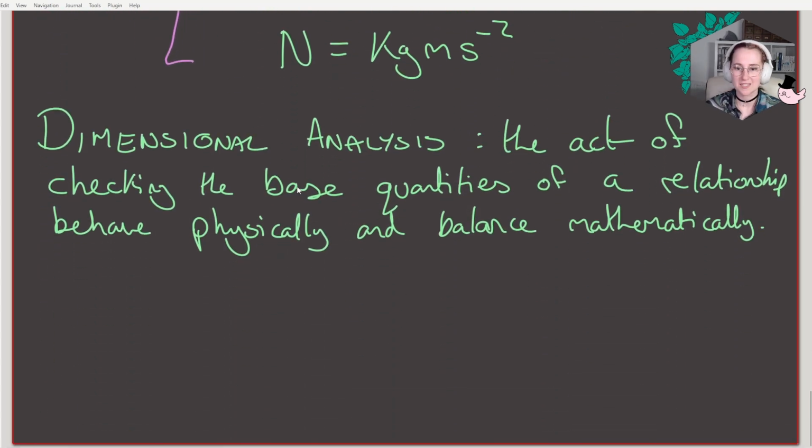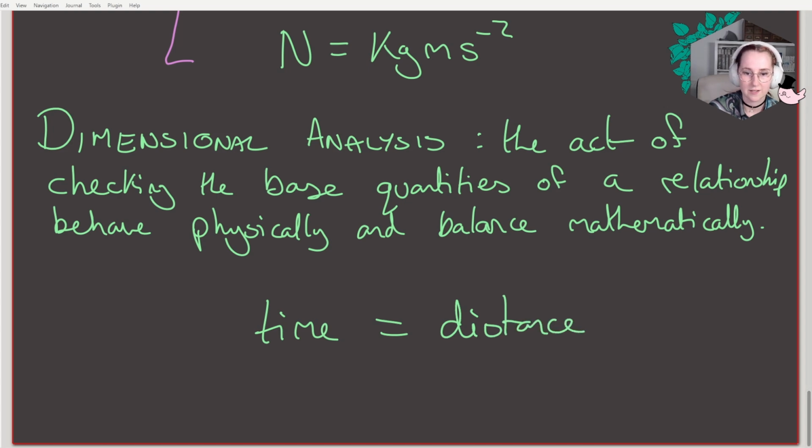So when I say balance mathematically, I mean if we have a quantity on one side, we need the quantity on the other. You can't have time equals distance. Okay? Doesn't balance mathematically. It doesn't make sense. Can't have seconds equal. That's both unphysical and bad maths.